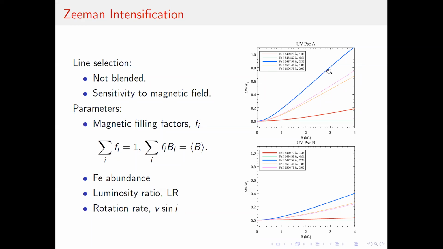And this is this blue thick line that we can see here, in this plot showing the change in equivalent width as a function of magnetic field. So we can see here that this has a very strong sensitivity compared to other lines. And another unblended line we found was this red thick line down here, and it has a weaker sensitivity. And this is good because we want to be able to disentangle the magnetic increase of equivalent width from other parameters, such as abundance, for example.